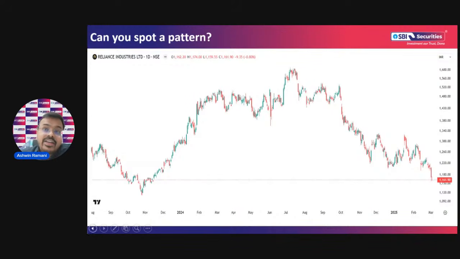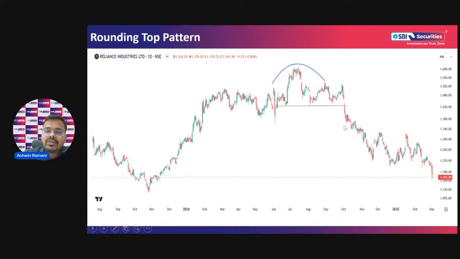Rounding, very good, Sanjeev ji. There's a good rounding bottom pattern. How many of you all were able to identify this, guys? A rounding top. I think this is a rounding top pattern and also a head and shoulder pattern. How many of you all were able to figure out these two patterns in this chart? So there is a good rounding bottom, there is a good rounding top, and then there is a head and shoulder as well, and then there is this neckline, and then there is a breakdown here.